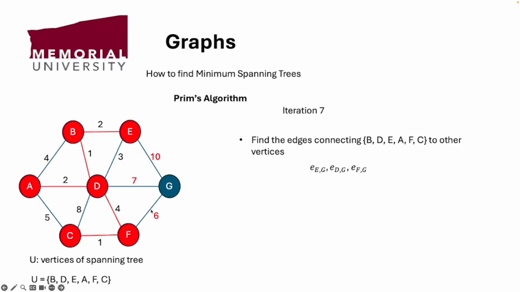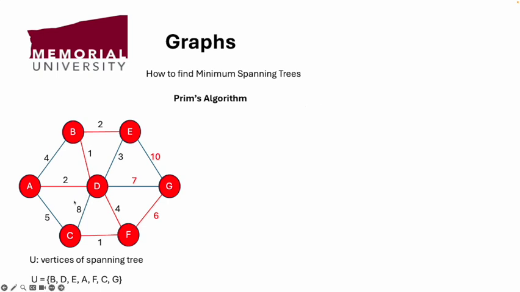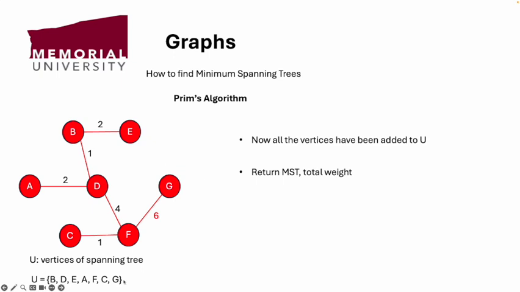Which is smallest? This one, right? So FG has the smallest weight. Okay. What do we do? Add G into U, into the site. Okay. Now, how many times? The number of vertices, 7. Okay, we're done. Now all the vertices have been added to U, right? And we can return this tree and the total weight. So now this is the minimum spanning tree. This is the last example we just saw.